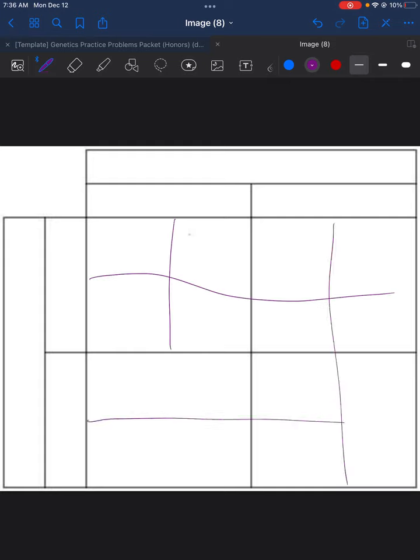It would look very similar to this. However, instead of 4 squares, you will have 16 squares in your Punnett square. It sounds difficult. It is not. We will look at that in our next video.